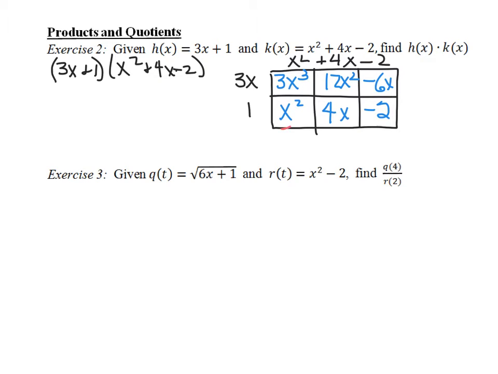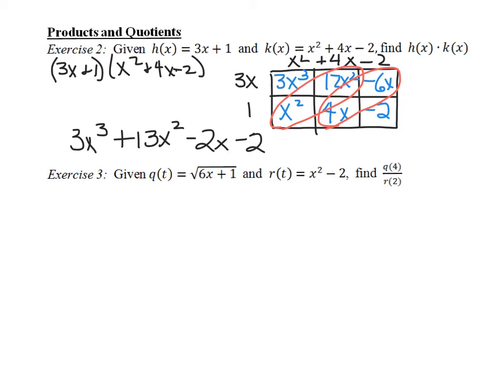Remember to look along the diagonals for the like terms to combine them. So for our final answer, we are getting 3x to the third power plus 13x to the second power minus 2x minus 2.